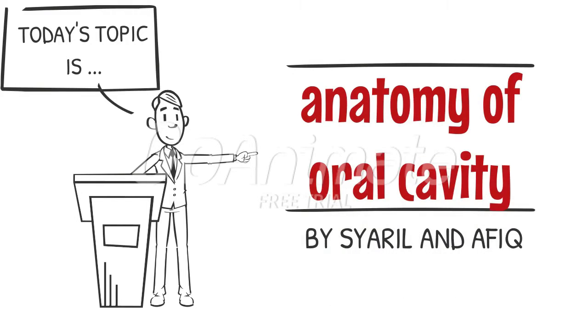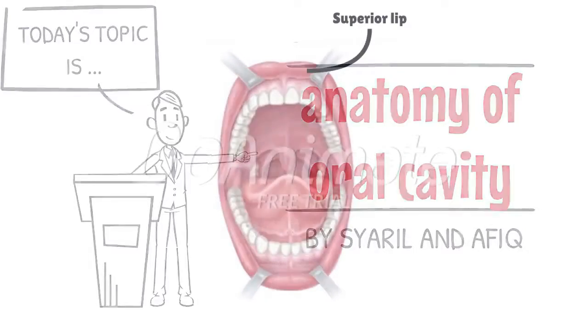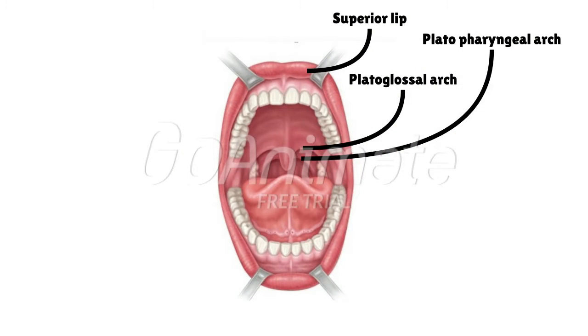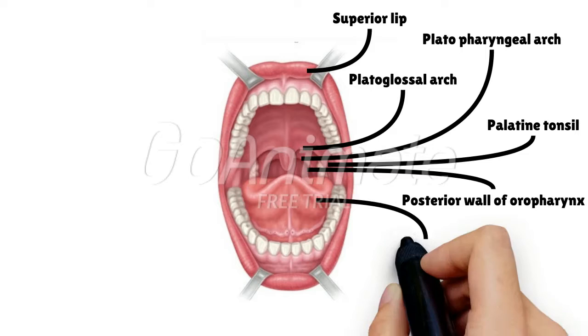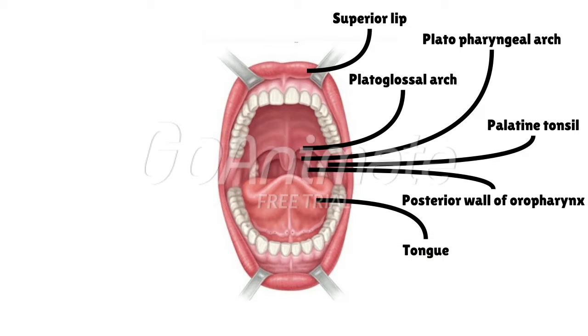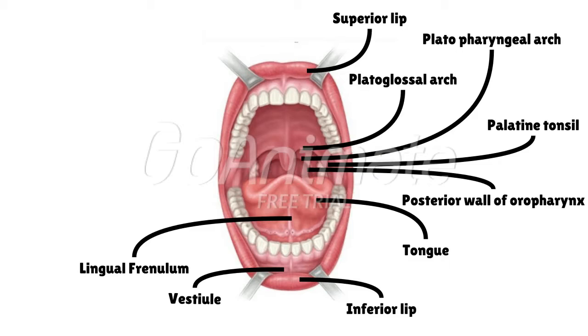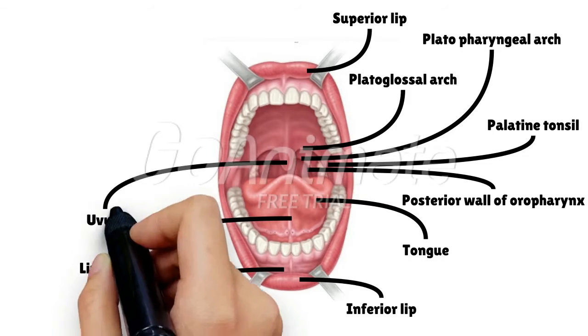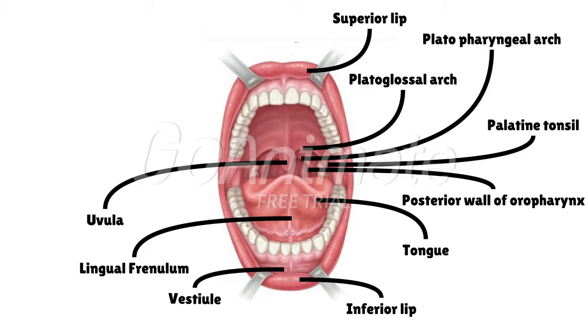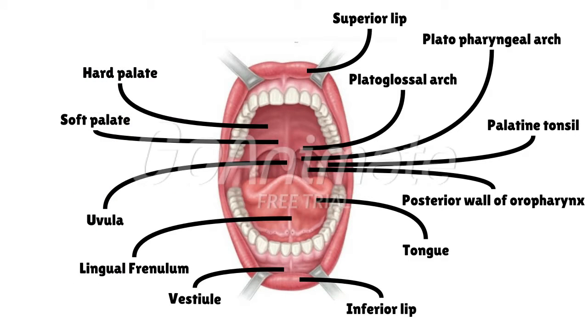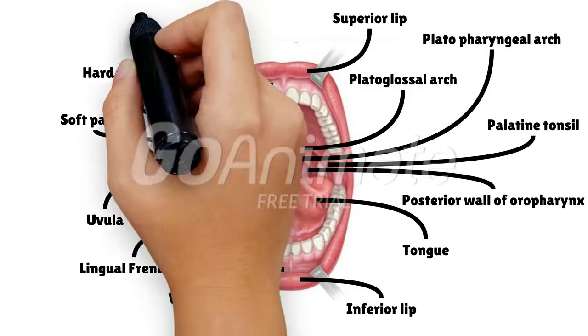Today's topic is anatomy of the oral cavity. Superior lip, palatopharyngeal arch, palatoglossal arch, palatine tonsil, posterior wall of oropharynx, tongue, inferior lip, vestibule, lingual frenulum, uvula, soft palate, hard palate, gingivae.